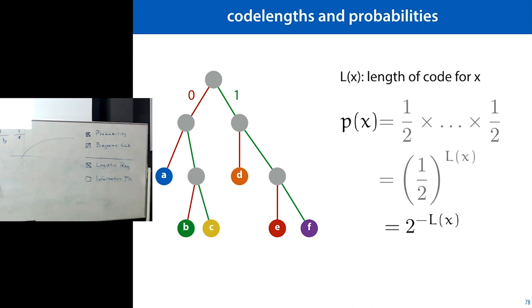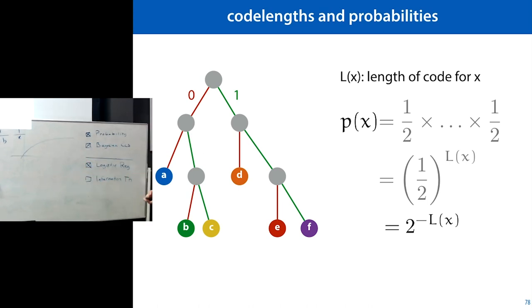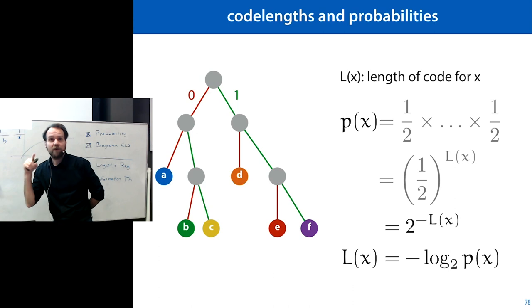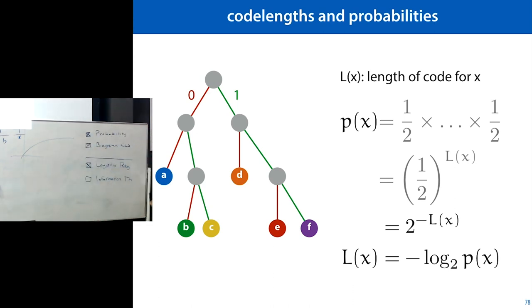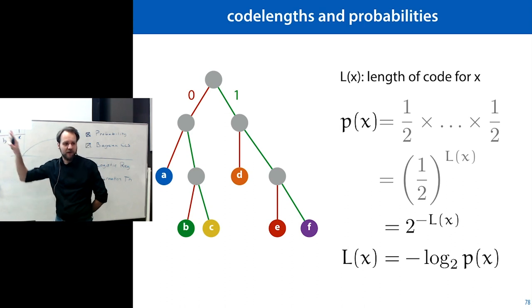And the other way around, if we start with a probability distribution and somebody assures us that it can be expressed as a prefix tree, without giving us the tree, then we know we can invert this function and we know that the code length we get is minus log p(x). So this is nice because now we have this minus log p(x) that we saw in all these loss functions. It actually has a meaning in terms of code lengths. But it's only true for probability distributions that can be expressed as one of these prefix trees.